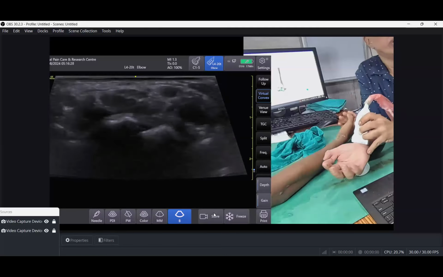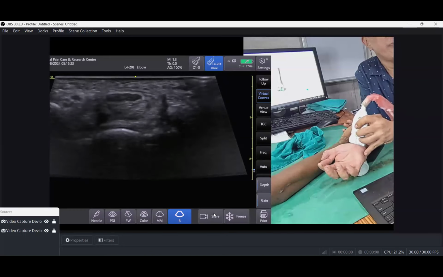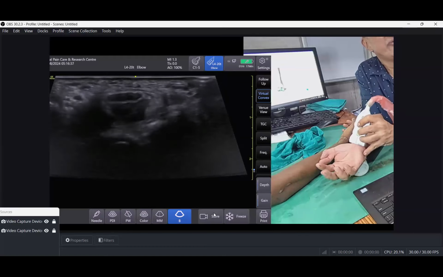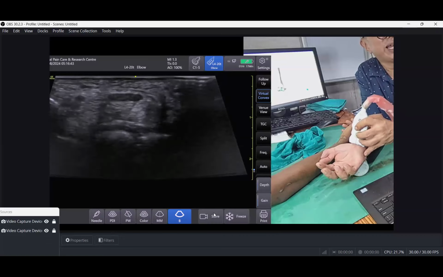In mine, the median nerve is very nicely seen. This upper hyperechoic structure is the median nerve. If I tilt my probe like this, the median nerve is still black while the tendons all go black. But if you tilt like this, look, all the tendons can be very nicely seen.